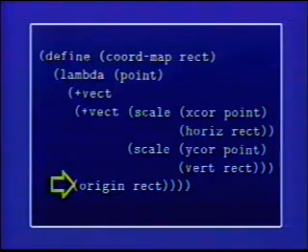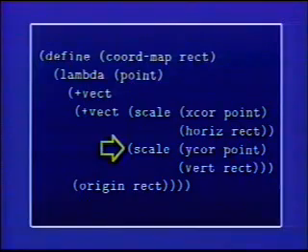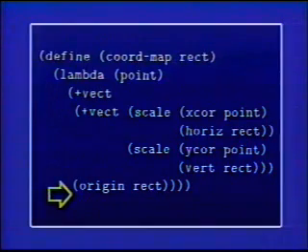Well, writing in Lisp what I wrote there on the blackboard, I add to the origin of the rectangle the result of adding: I take the horizontal part of the rectangle, I scale that by the x coordinate of the point, I take the vertical vector of the rectangle, I scale that by the y coordinate of the point, and then add all those three things up. That is the procedure that I'm going to apply to a point. And this whole thing is generated for each rectangle. So any rectangle defines a coordinate map, which is a procedure on points.